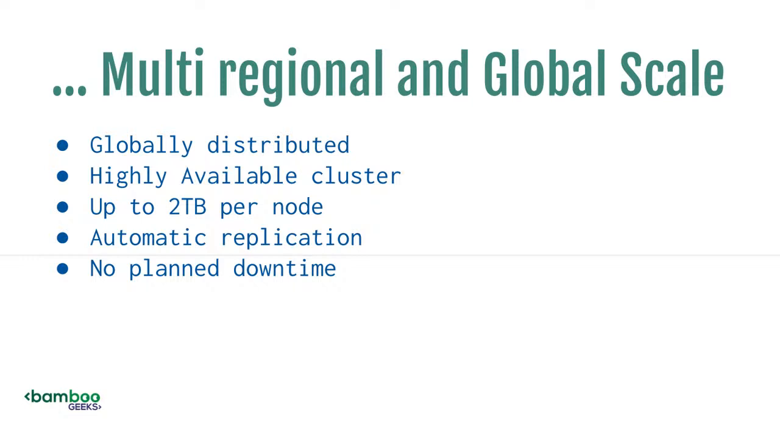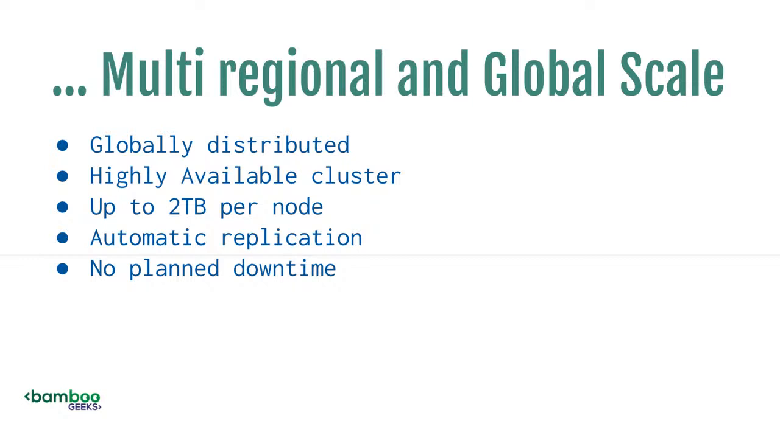Which means that if you have a big database that needs to be available multi-regionally, which means it needs to be deployed in North Europe, in West US, and in North Asia, and it's also global scale, which means you have petabytes of data, or a big amount of data, then Cloud Spanner is going to be the answer for you.